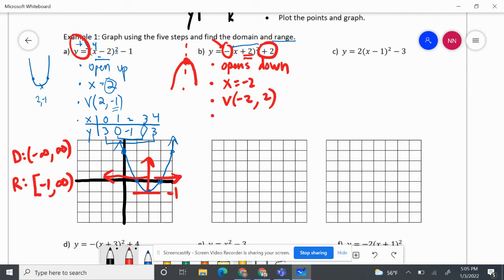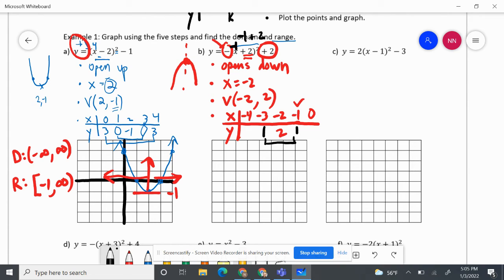And now what we do is we come up with the table of values. What we have is we have the -2, 2 in the middle. We pick 2 points to the left, -3, -4. 2 points to the right, -1 and 0. I'm going to take the -1 and plug it in. When I plug in a -1, -1 plus 2 is 1, squared is 1, but there's a negative here, so that would be -1 plus 2, which is 1.